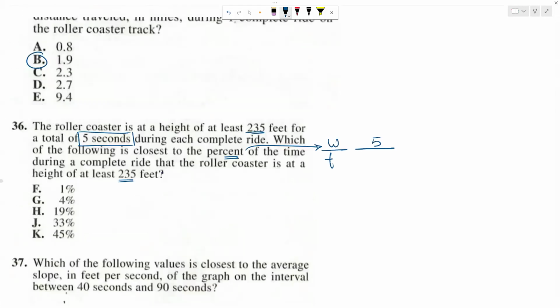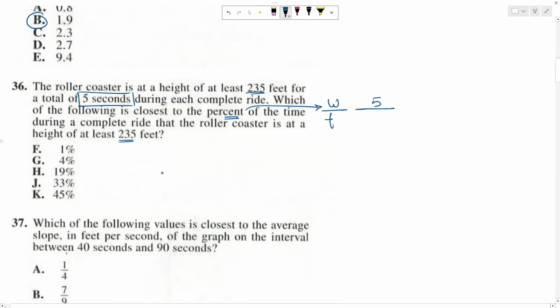If I know for a fact that this ride takes 2.25 minutes entirely, I can change that to seconds first by multiplying by 60. So 2.25 multiplied by 60 will get me 135. I'll put this here as the total. 5 over 135 multiplied by 100 would get you 3.7%. The closest is 4. You understand how this thing works again?